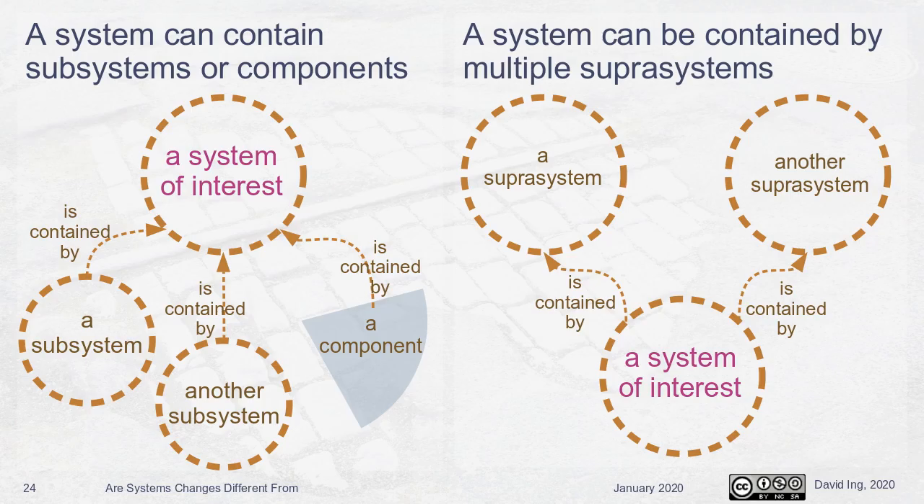A system can contain subsystems of components, so you have a system of interest. It's contained by something, you have a subsystem that's inside, and you've got another subsystem. Now these subsystems can be wholes. And this is the part where people start getting a little mishy-mushy. It's kind of like, okay, I understand part and whole, but can you understand whole and whole? So you have a whole which is part of another whole.